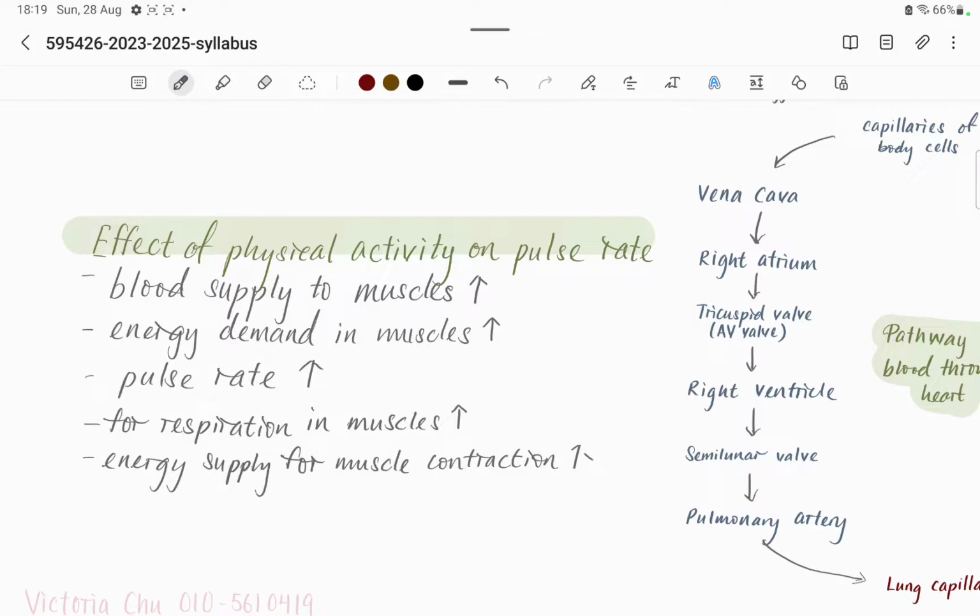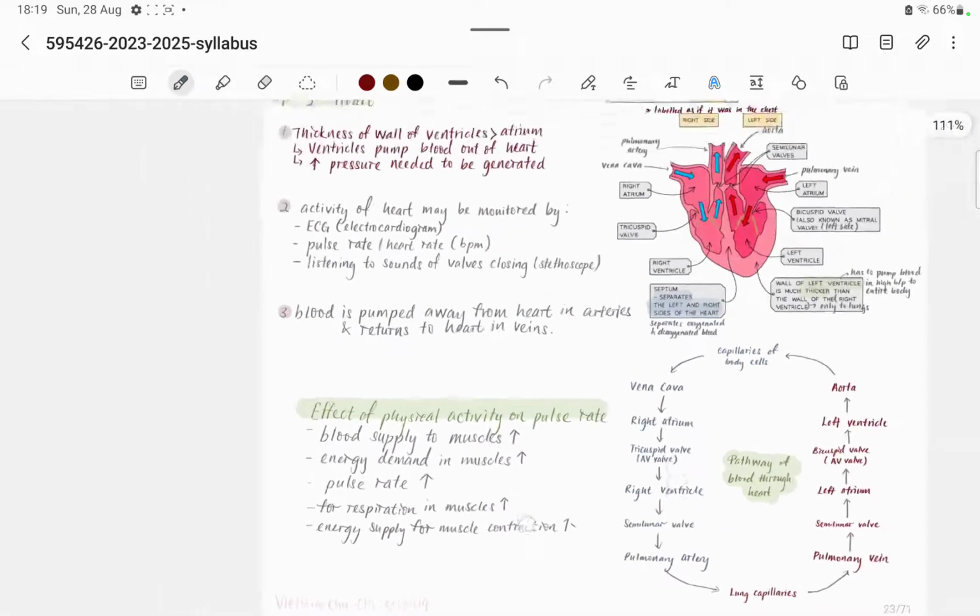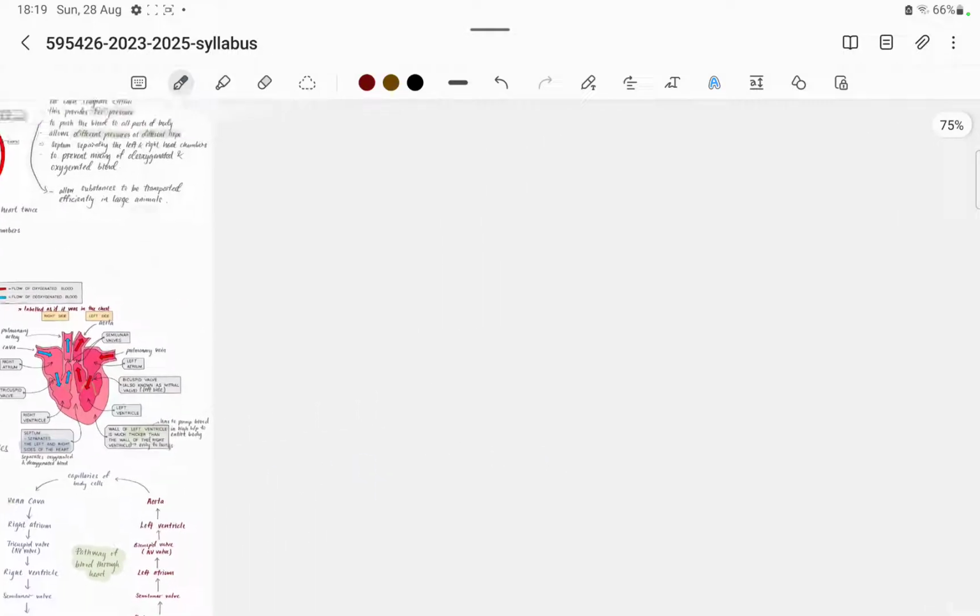This one you can have aerobic or anaerobic. But if the oxygen supply is enough, then it's aerobic. If the oxygen supply is limited, then it's anaerobic. This one is related to chapter 12, respiration. Okay, and then after that, energy supply from muscle contraction also increases because the respiration rate of the muscle increased already. So this one is for 9.2.